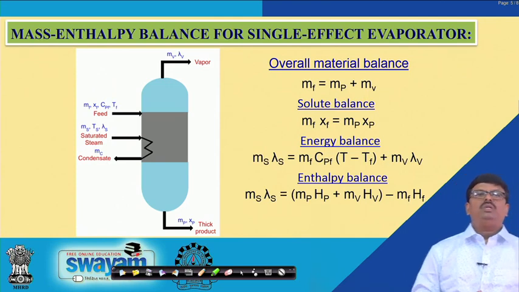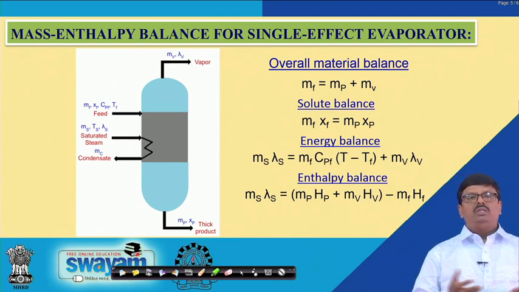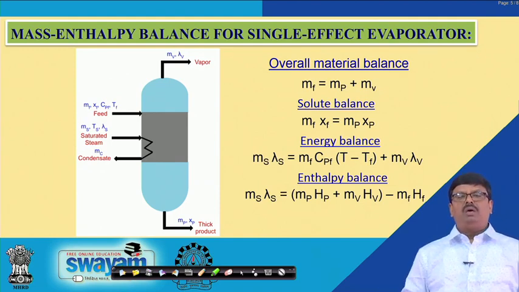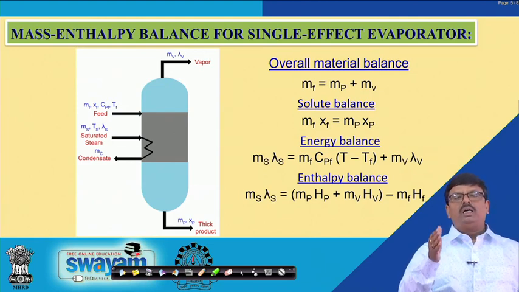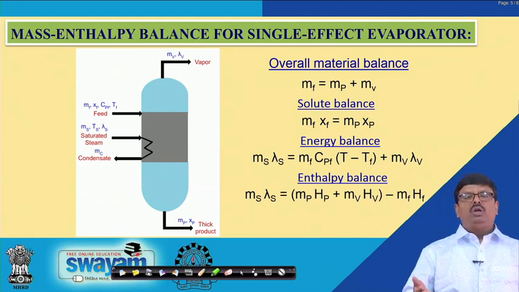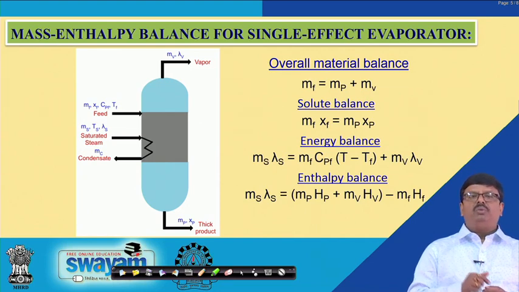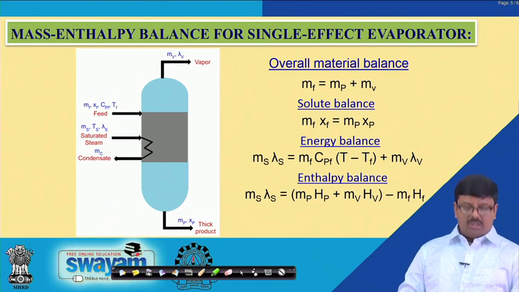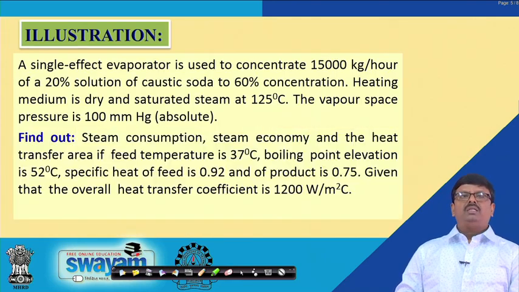So, let us have a look onto this mass enthalpy balance or this mass energy balance, combined mass and energy balance. First of all we have seen this overall material balance, F for feed, P for product, and V is the vapor, and the solute balance is nothing but the component balance basically. Finally, this energy balance is based on the latent heat of vaporization and the enthalpy terms which are associated with this evaporation process to take place. So, that has been considered. This is the way by which we can go for making a mass enthalpy balance.